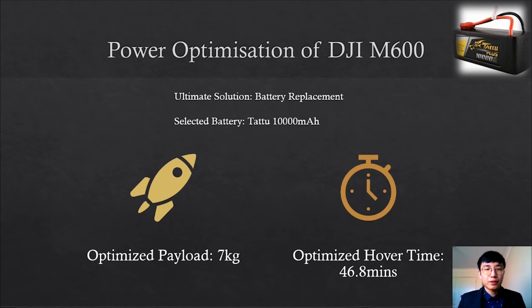According to the performance matrix, battery replacement obtained the highest score and was selected as the power solution. After comparison of required thrust and provided thrust, the Tattu 10,000 mAh was selected among the list of UAV batteries with different capabilities. These batteries can be easily installed since they are designed with compatible cables for the UAV and have similar dimensions as the original batteries of the DJI M600. With calculations and assumptions, the optimized payload is 7 kilograms and the hover time can reach 46.8 minutes.